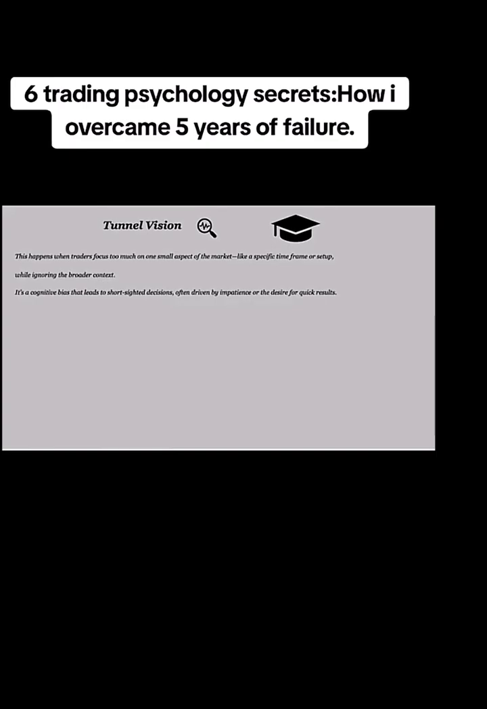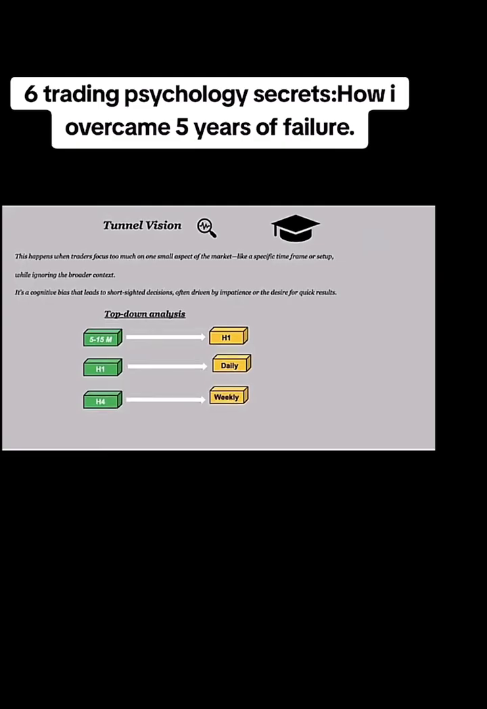So how do you overcome this psychological bias when trading? It's simple. Always use a top-down analysis to incorporate the higher time frame into your strategy. Here is how you can apply it. For trades on the 5 or 15-minute time frame, analyze the hourly chart to understand the broader trend. For trades on the hourly time frame, use the daily chart as your higher time frame. For trades on the 4-hour chart, check the weekly chart for the bigger picture. For traders on the daily chart, analyze the monthly to understand the broader trend.